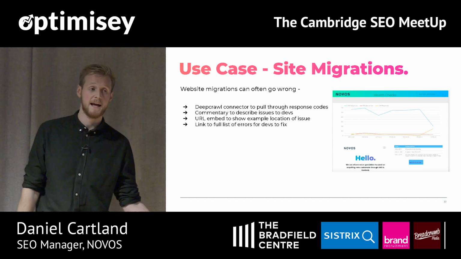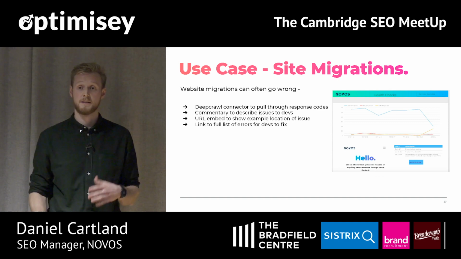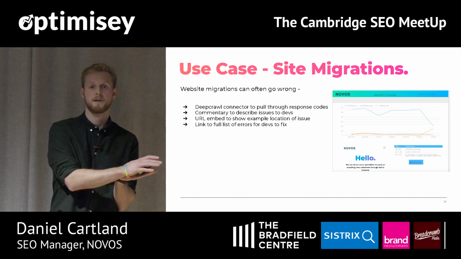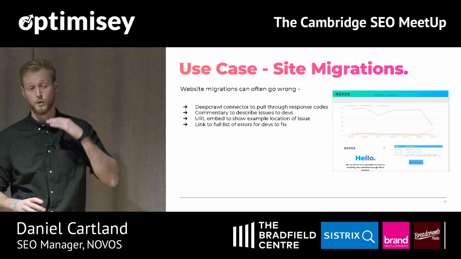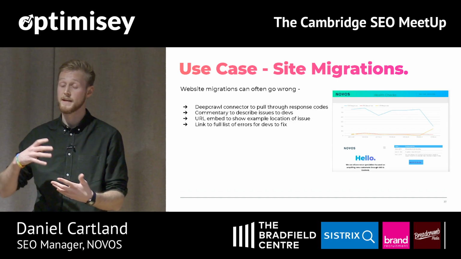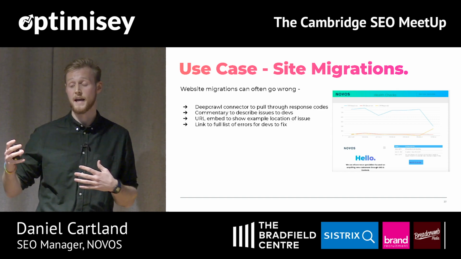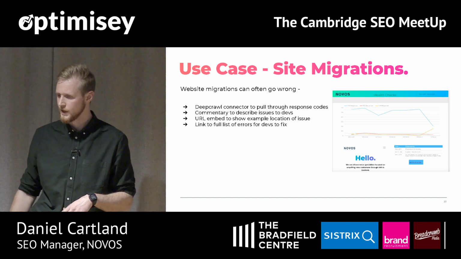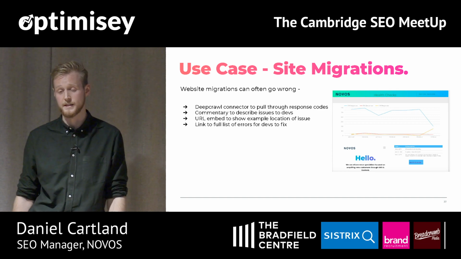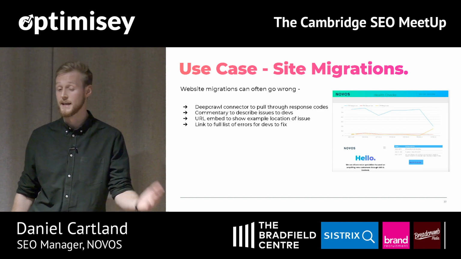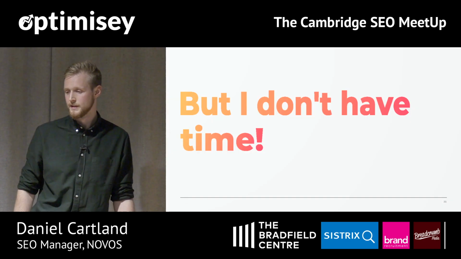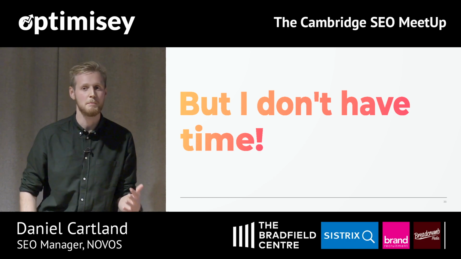What I can do is then add some commentary tied to your dates. So I can say on the 30th, this is when the migration went live. 31st, this is what we're seeing. These are the fixes. I can communicate with the devs and the client I'm going to send this over to. These are the fixes we suggest you implement. I can embed a URL so they can check it out for themselves, and I can link to the list of 404s that I want them to fix. Really, really easy.